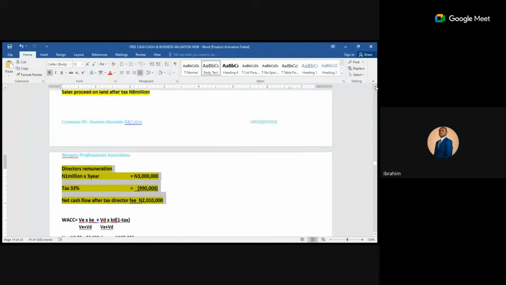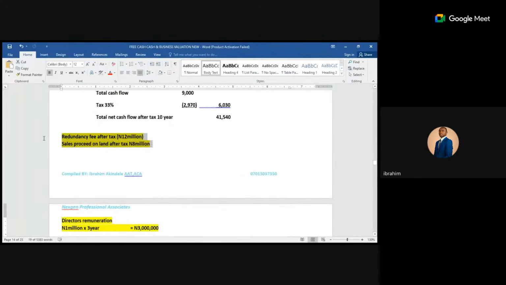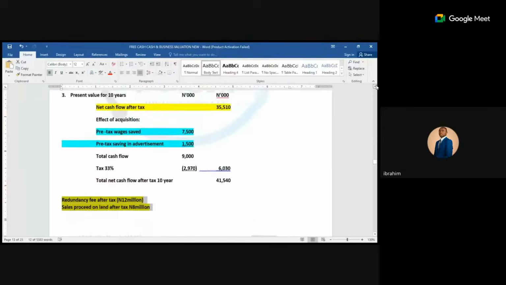Now, this one is year zero. It's still going to give you the same figure, the same amount. It's just year zero, which is 12 million. We don't have an issue with this, class. Is that not so? Now, next is this.